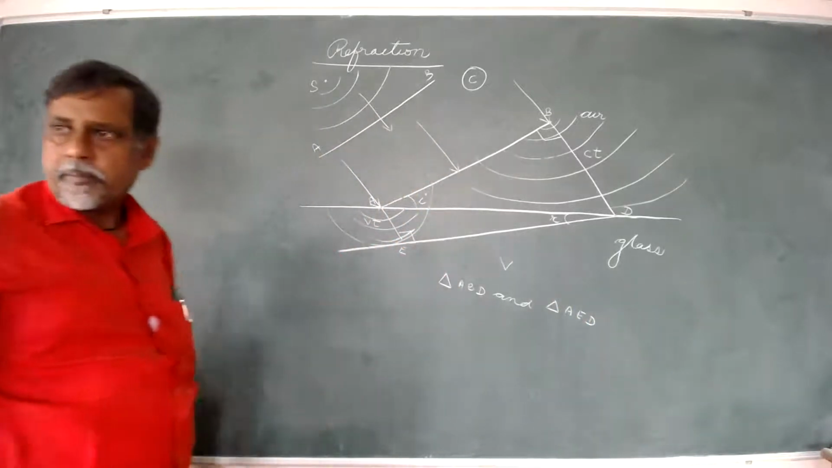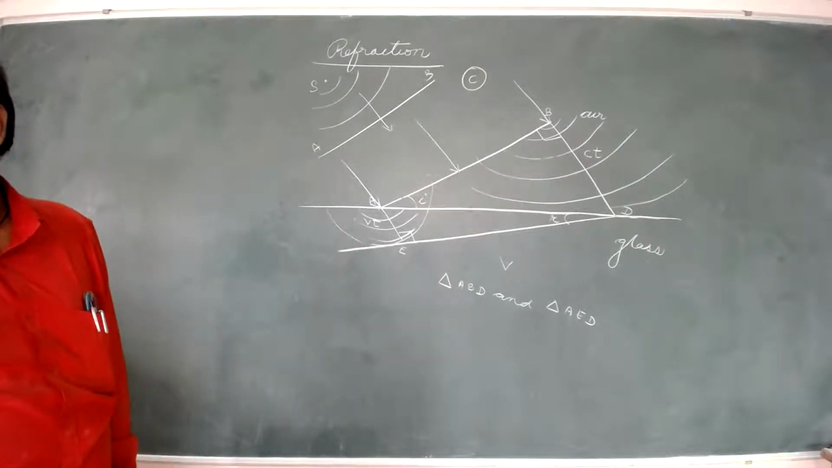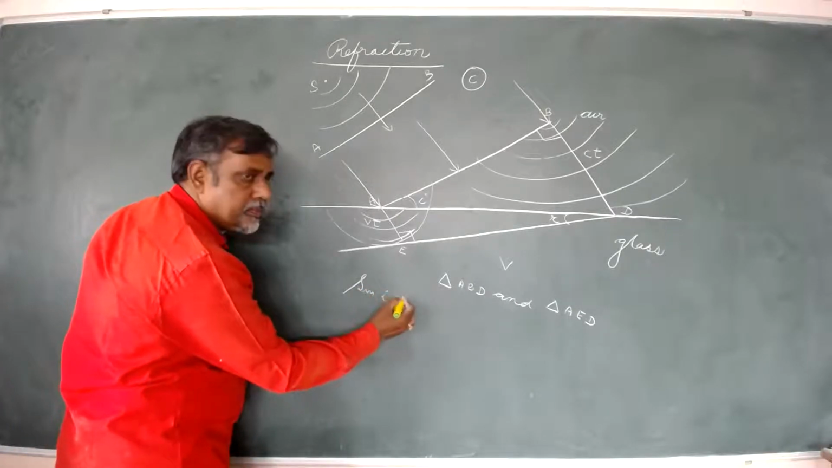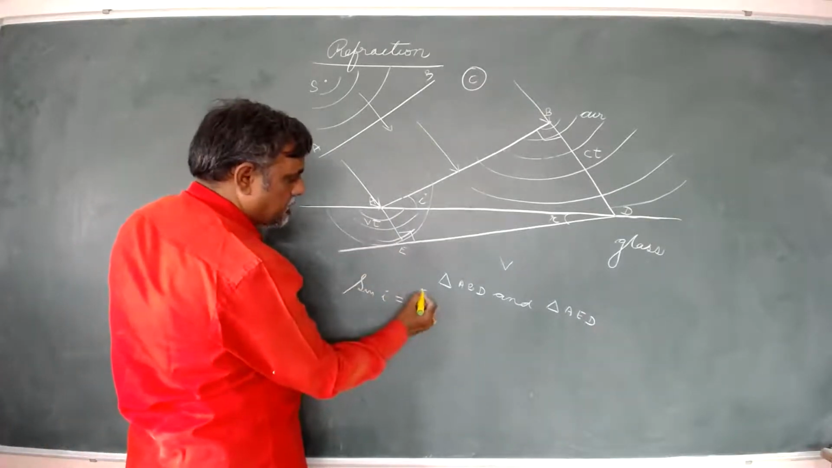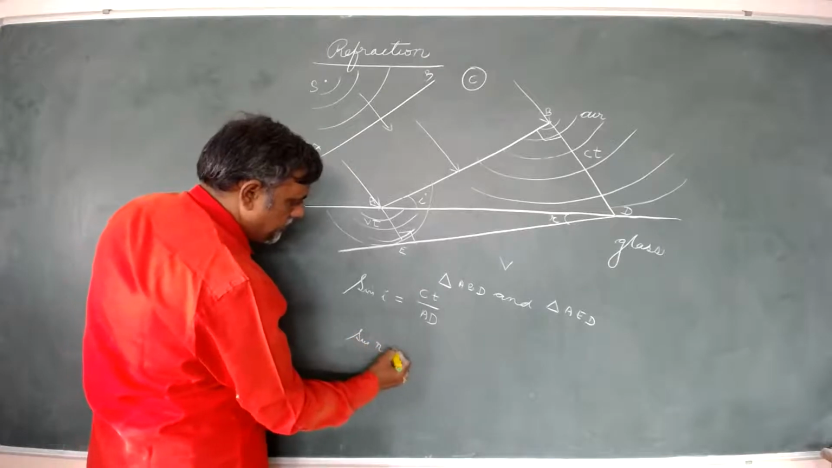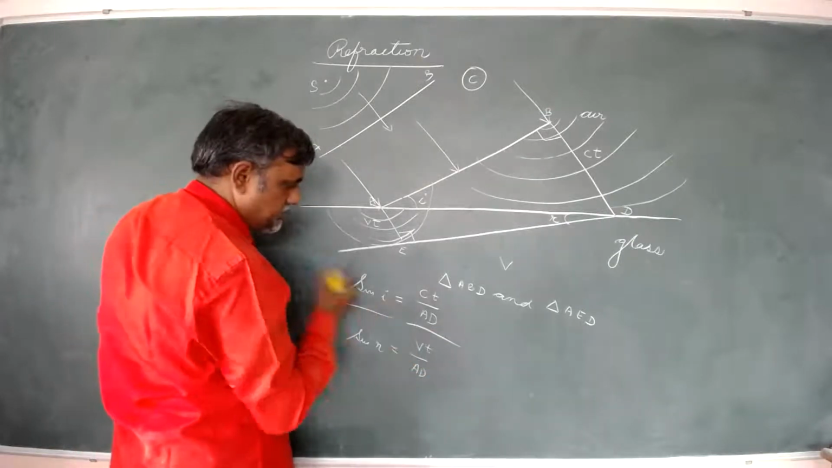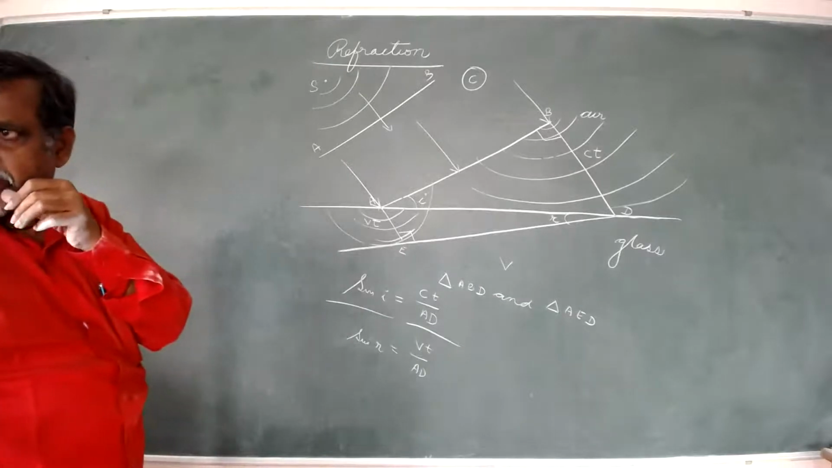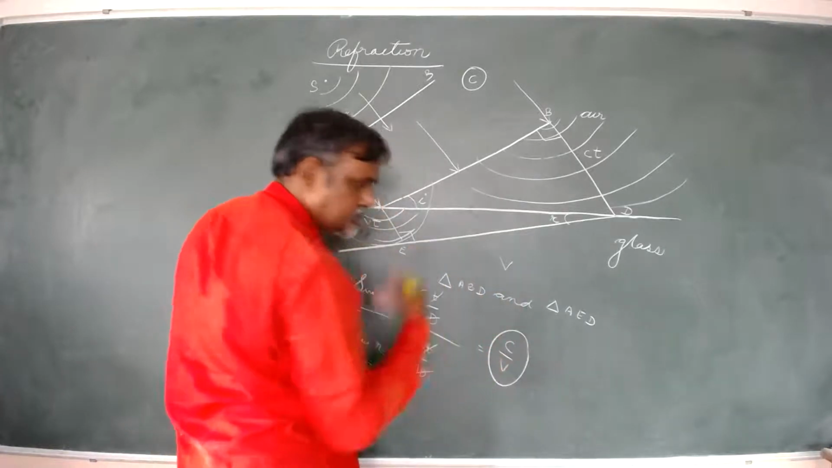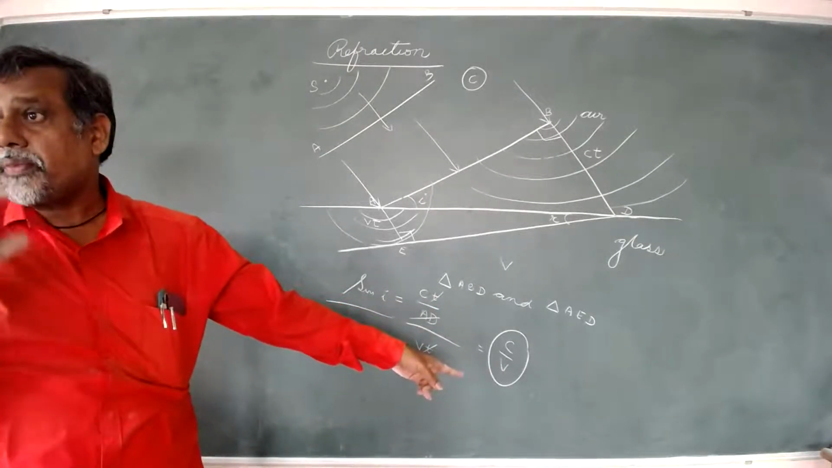Are they congruent now? Tell, are they congruent? No. Not at all congruent. So what I do is I will be taking sin i, opposite by hypotenuse. What is the hypotenuse? AD. And sin r I will take, opposite by hypotenuse. Sin i by sin r. So AD will get cancelled, t will get cancelled. So this is c by v.